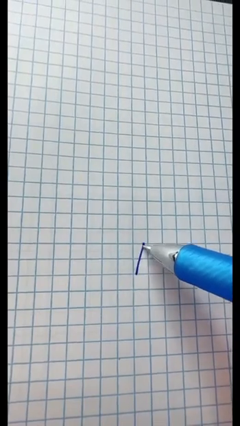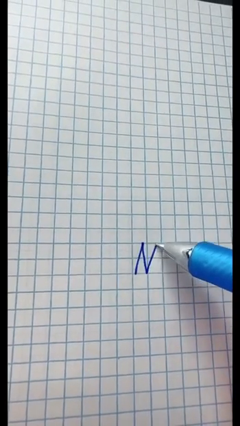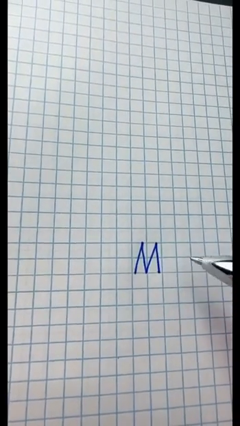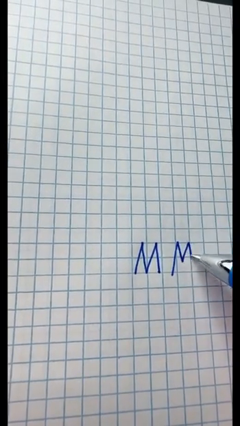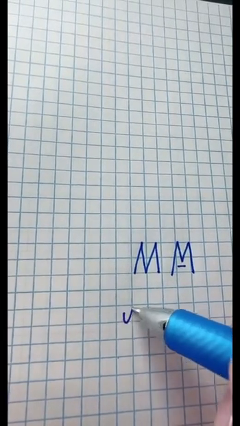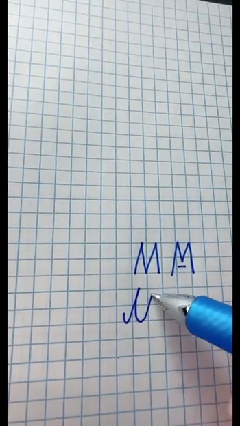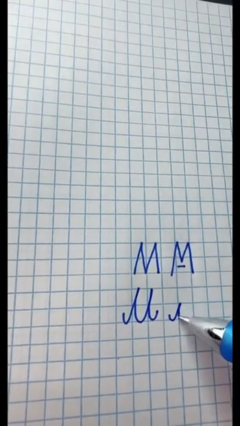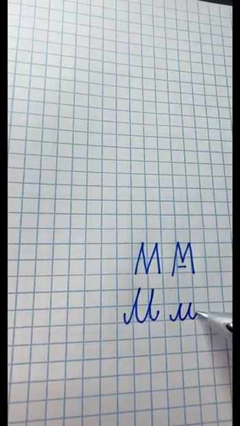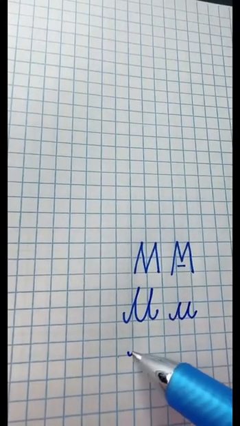Letter M can be written in two different ways. You can go all the way to the bottom line in the middle, or you can stop halfway. That's what most native speakers do. This is how you write M in cursive. Uppercase and lowercase M look exactly alike, except the lowercase is half the size.